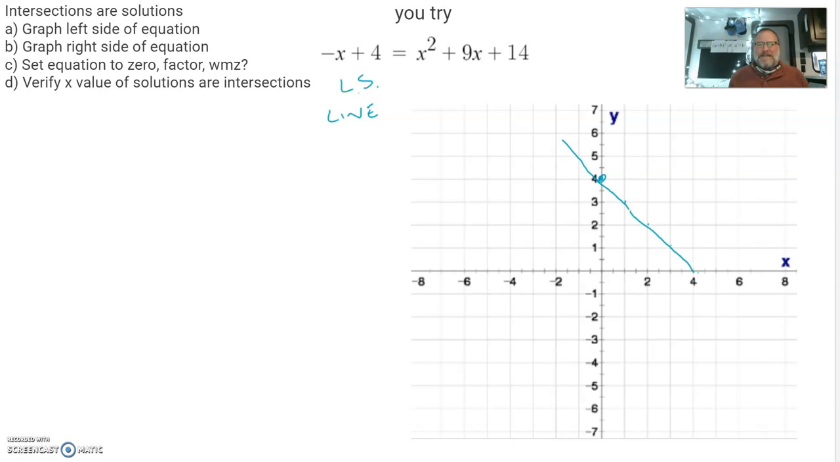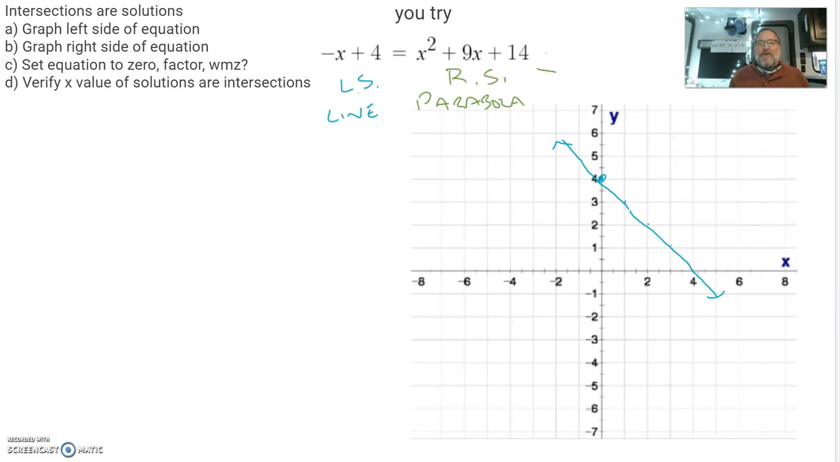The right side of the equation is a parabola. Hopefully you recognize the degree 2 polynomial or quadratic. I might have said left side. The right side, I think I said it right. The right side is a parabola. And we can graph this parabola through its x-intercepts.